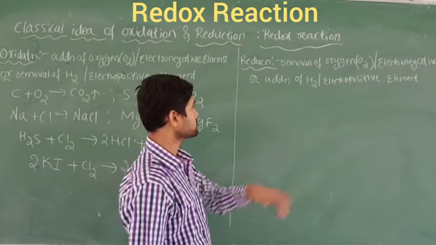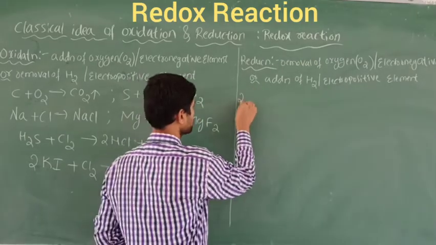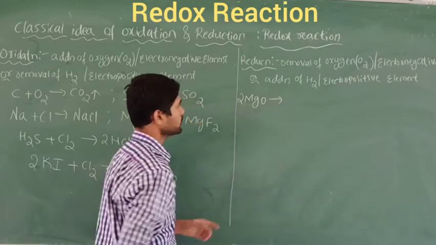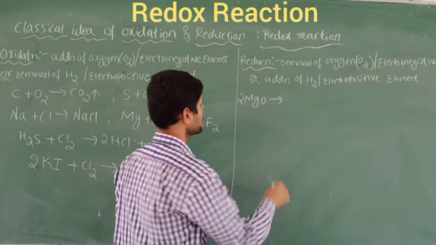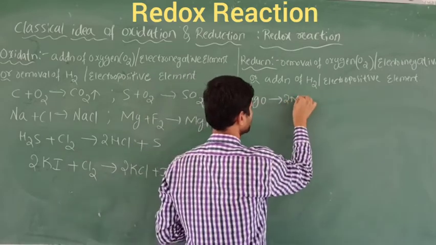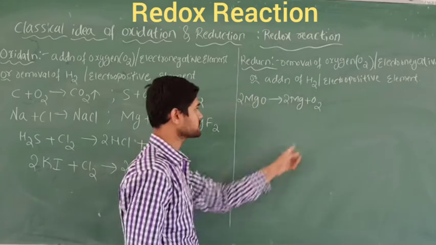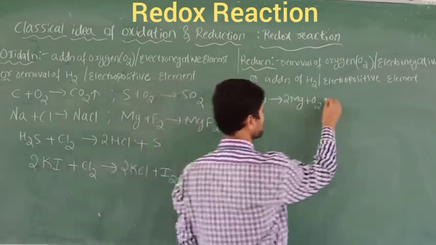First, let's take an example for the removal of oxygen. A simple reaction is 2MgO. Now I am going to remove the oxygen, and because of the removal of oxygen, that is called reduction. So I remove the oxygen, leaving the magnesium. This is called a reduction reaction because of the removal of oxygen. And also one more example.